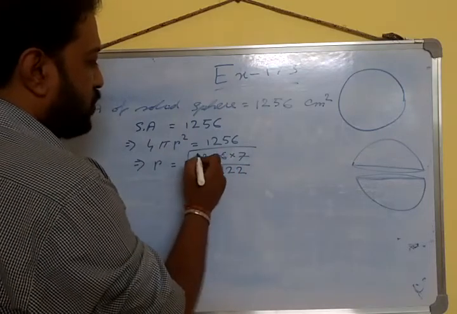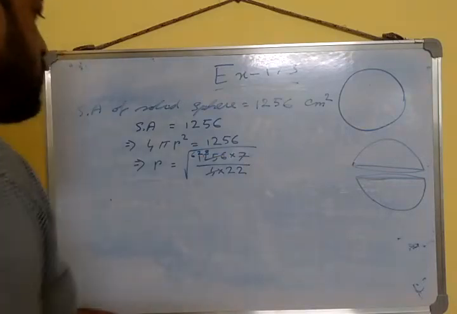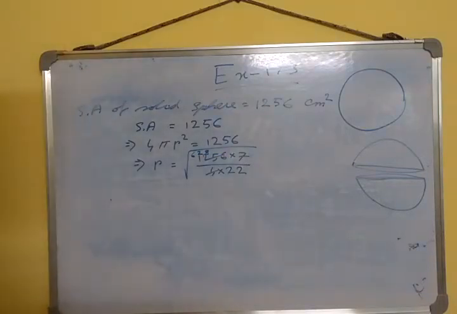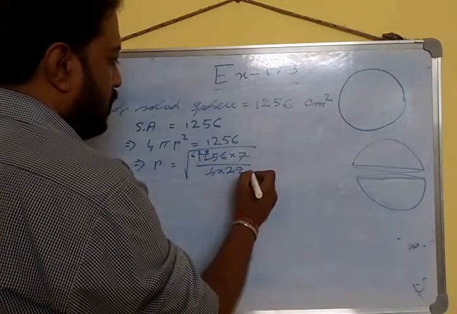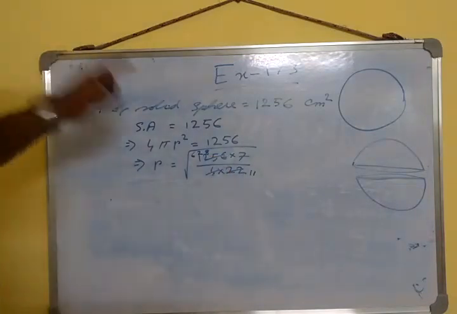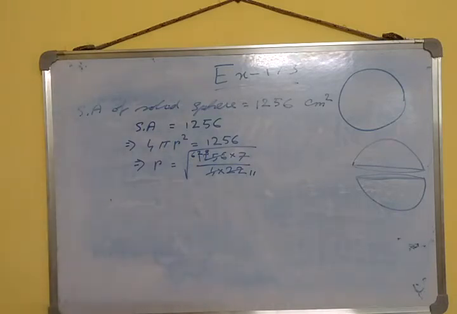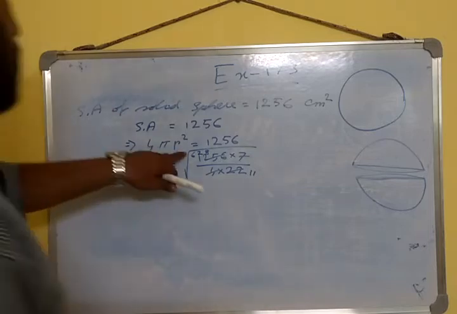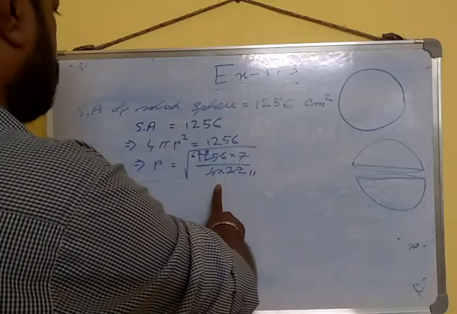2, if I cut it to 6 to 8. Then I'm cutting with 2 once again. It is 11. 1256. Is it giving the same number? These decimals are coming. 4 pi r square 1256.